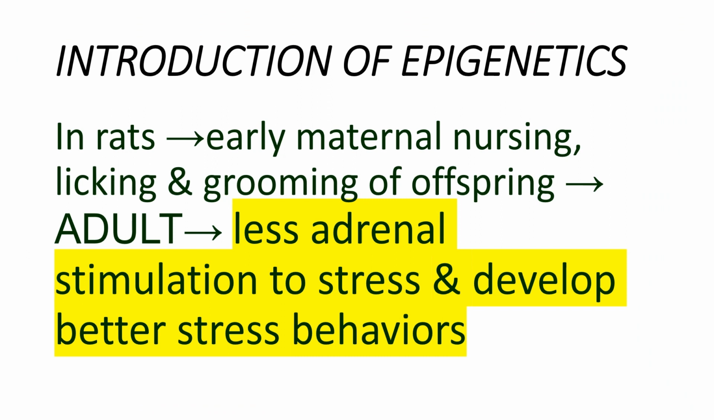They also found that in rats with early maternal nursing, licking, and grooming of offspring, the adult rat has less adrenal stimulation to stress and develops better stress behaviors than those with the same genes who were deprived of this care. So this proves again that epigenetic changes are transmitted to generations.